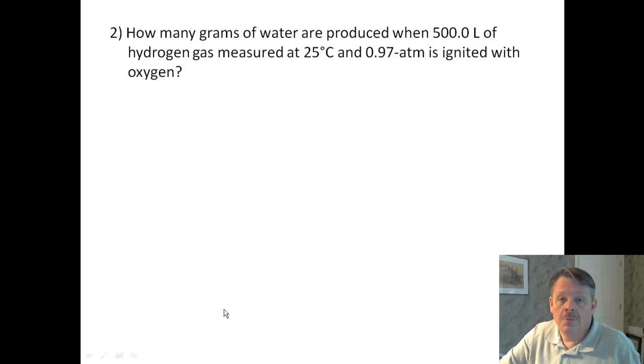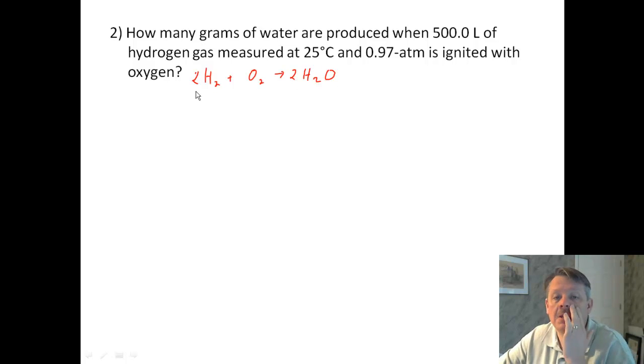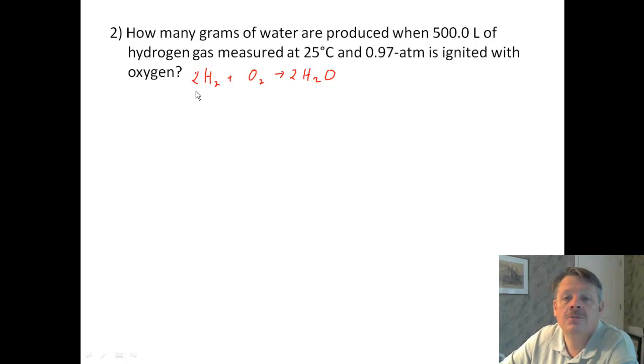Okay, how many grams of water are produced when 500 liters of hydrogen gas is measured, ignited with oxygen? The first thing we have to do is come up with our chemical equation. Our balanced chemical equation is hydrogen gas plus oxygen gas gives us water. To balance our equation, we have to put 2's in front of our H's. So there's our balanced chemical equation. We're trying to calculate grams of water.